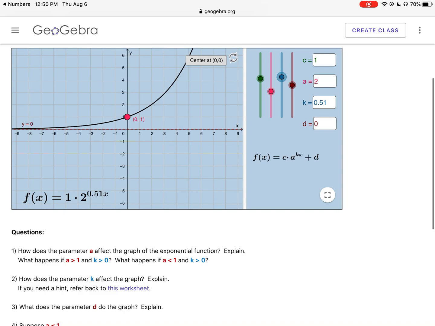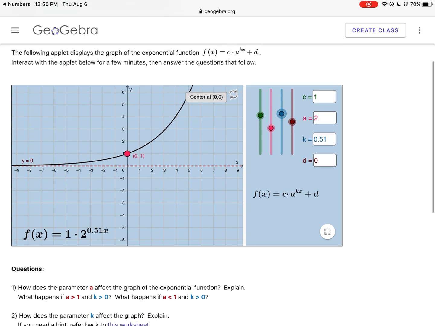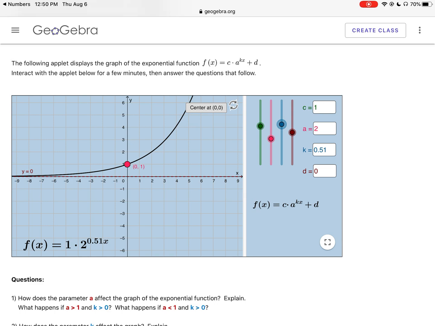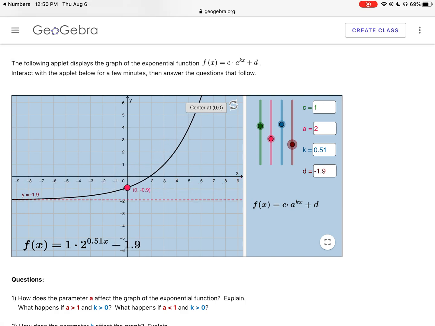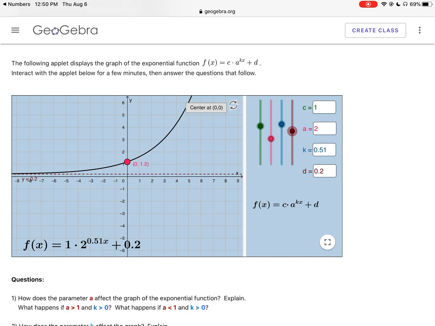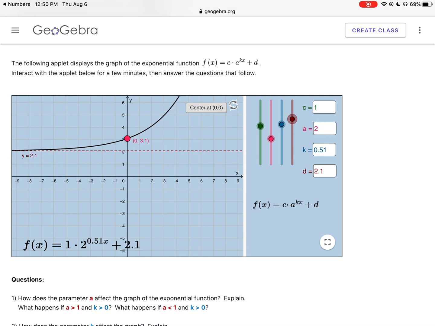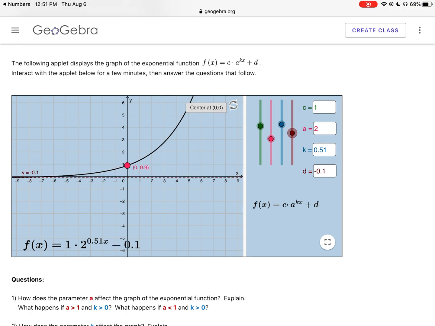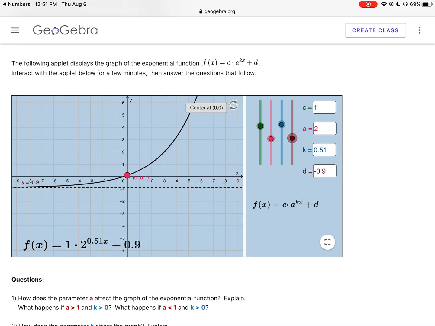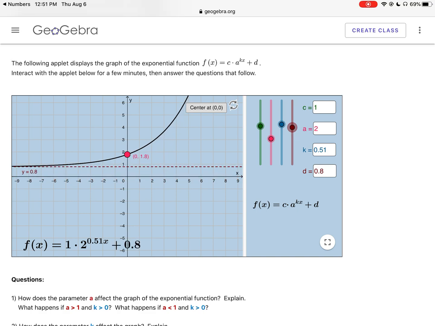Question 3, what does the parameter d do to the graph? Well, d is the number that's being added or subtracted at the end of the function. And notice that value determines your asymptote. Whatever the value of d is, that's where your asymptote is taking place.